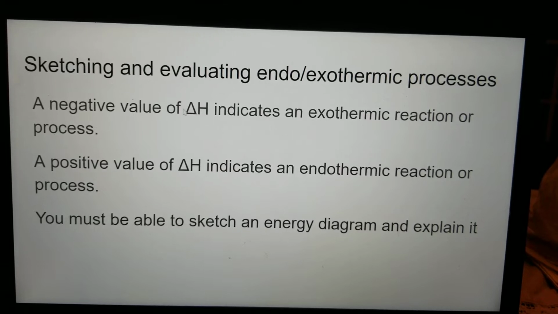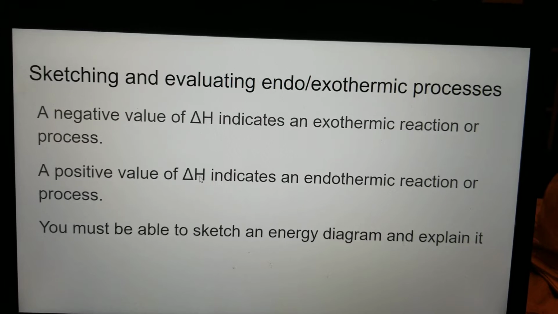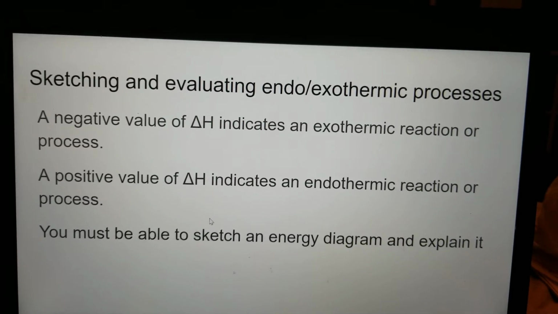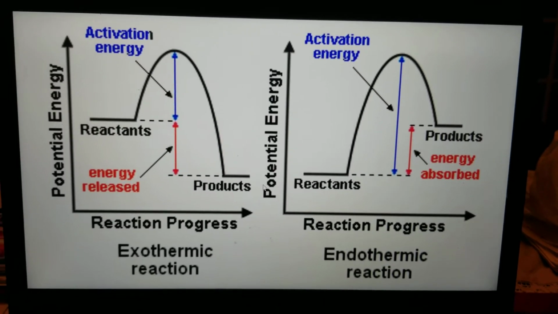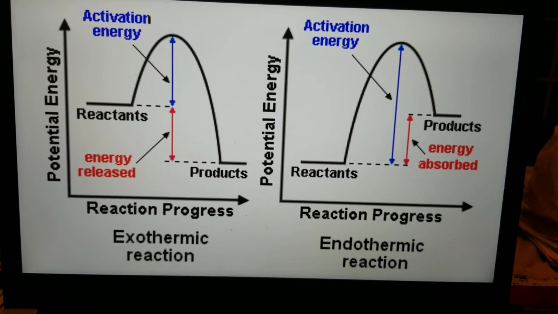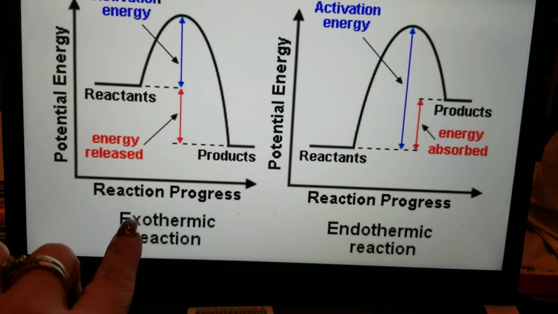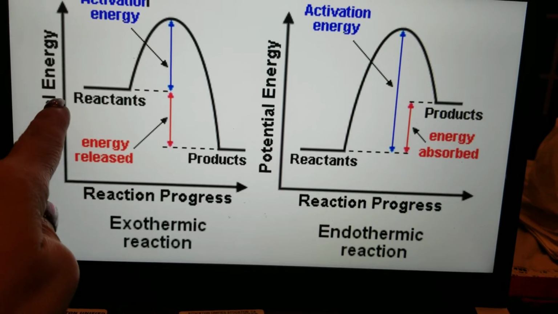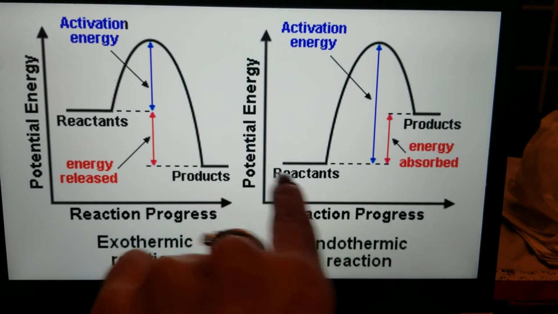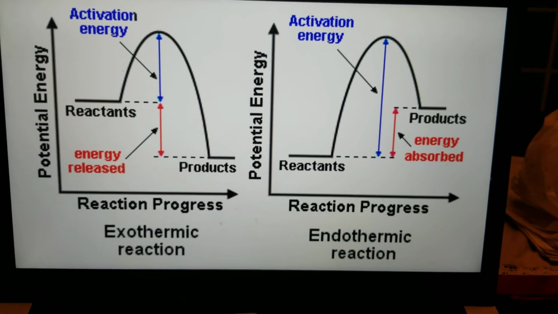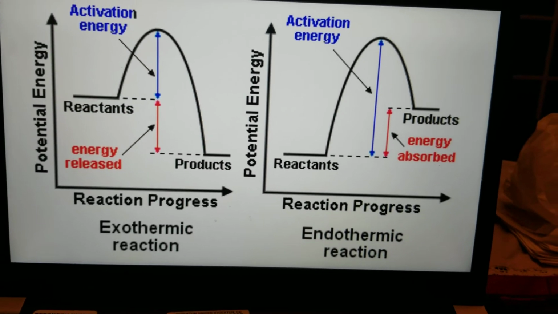Again, we just talked about how delta H, if it's negative, it's exothermic. If delta H is positive, then it's endothermic. And then you need to be able to sketch out the diagrams. So this is a review from last year. Okay? So you guys know that if the products have a lower energy level than the reactants, as in the first graph, then it's exothermic. So see, the product's energy is higher, and then after the reaction, the product's energy is lower. That means exothermic, because this amount of energy right here, the red line, that's how much energy was released.